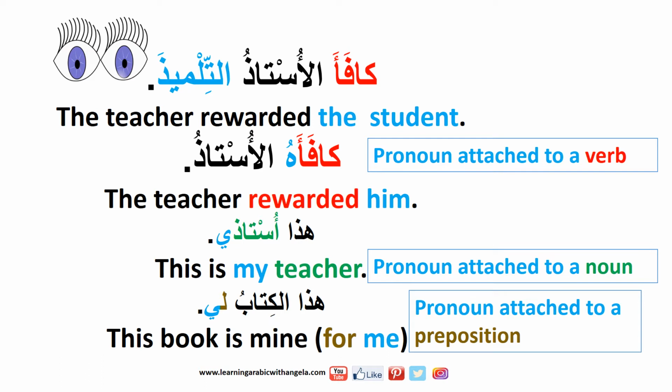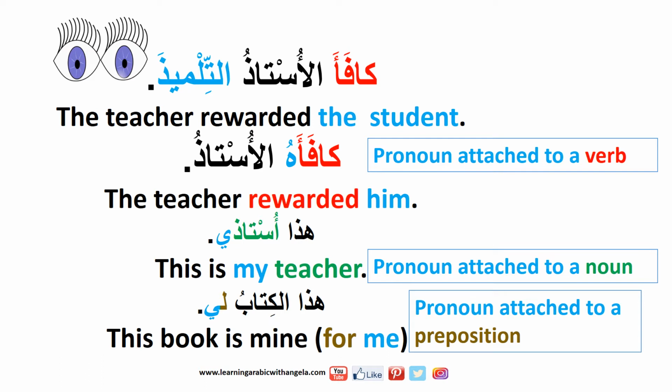In the next sentence, هذا أستاذي. This is my teacher. Ustadh is a noun and the ya is the attached pronoun, which in this case is attached to the noun teacher or ustadh, to form a possessive relationship. My teacher, ustadhi. And in this case also there is a genitive construction. So ustadh is the mudaf and the ya is the mudaf ilayh.